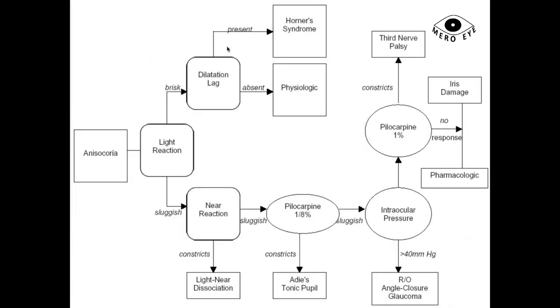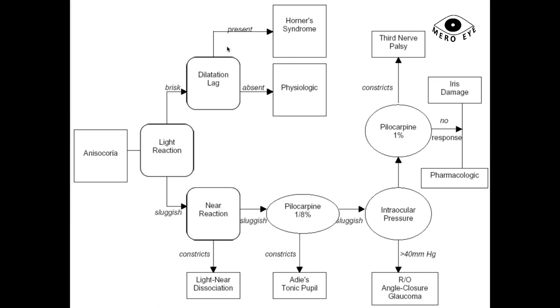So finally, this is a flow chart which will help us to diagnose or work up cases of anisocoria. So we have to look at the light reaction. If the light reaction is brisk, it can be either physiological or Horner's syndrome. If the dilatation lag is absent, then it can be either physiological or it can be Horner's syndrome.